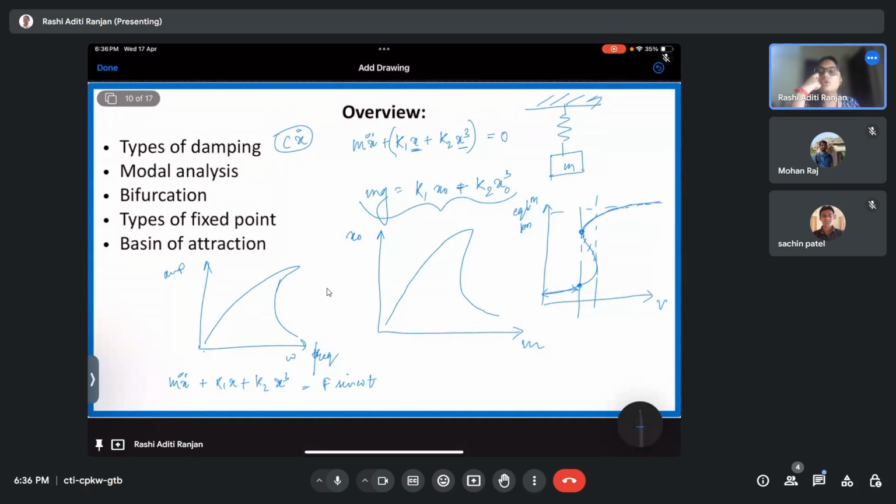So that is why we call it a dynamic bifurcation, which means that the dynamic characteristic of the system is changing with the parameter. In case of a static bifurcation, the static characteristic or the equilibrium point is changing with the parameter.